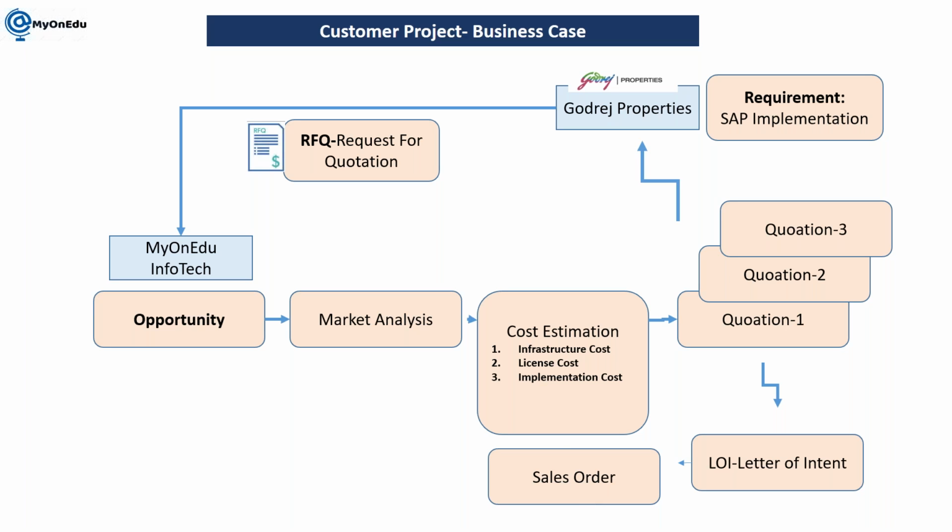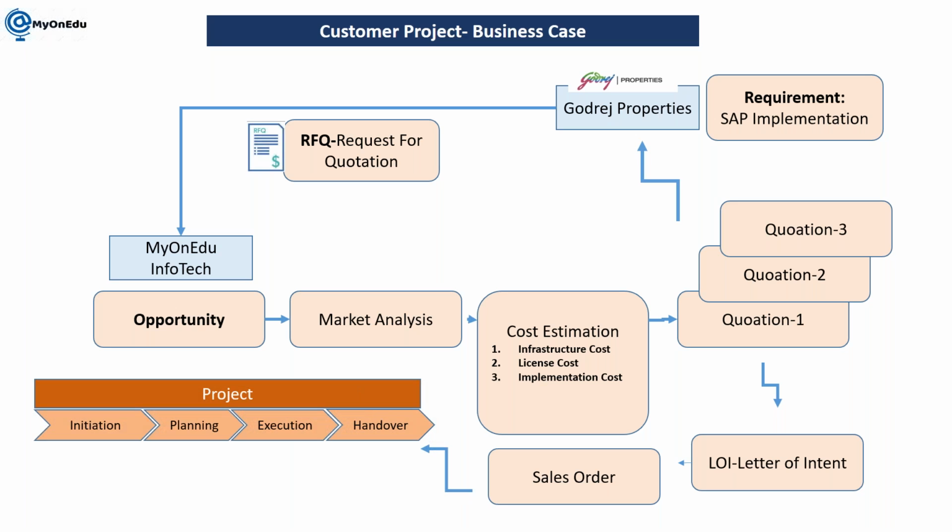Okay, and this document will be signed by both parties, by the responsible person from Mybandhu Infotech and the responsible person from Godrej Properties also. And once this sales order is taken, then we need to deliver it, right? So to deliver this sales order, we need to execute a project. So to implement SAP as per the requirement, we need to deliver infrastructure, we need to deliver the license, we need to do the implementation.